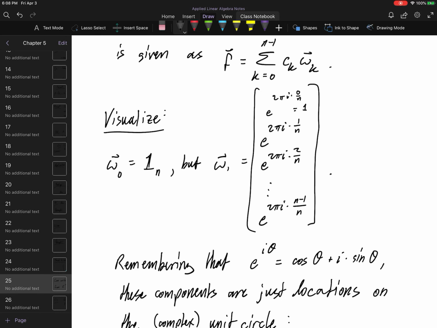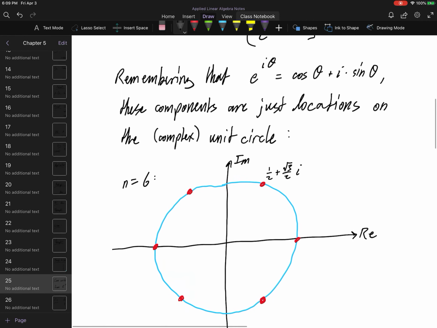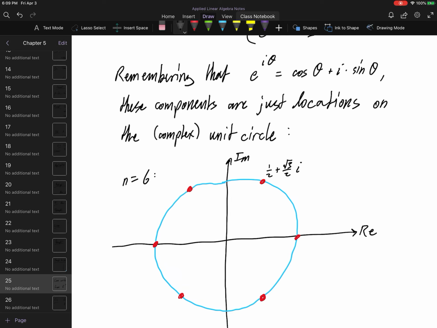Okay, so to visualize what these are doing exactly, remember Euler's formula: e to the i theta is cosine theta plus i times sine theta. And these components will just be locations on the complex unit circle. So the idea being that if I had n equals 6 here, this will be 2 pi divided by n, which is just pi over 3, the 60-degree angle made with the positive real axis.